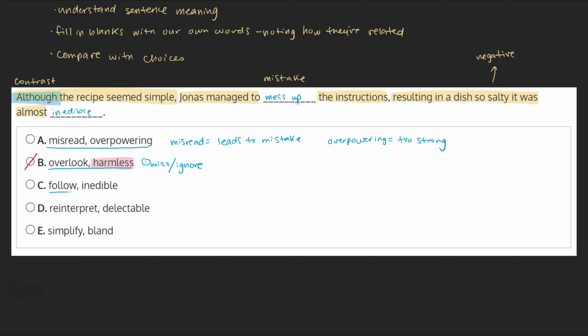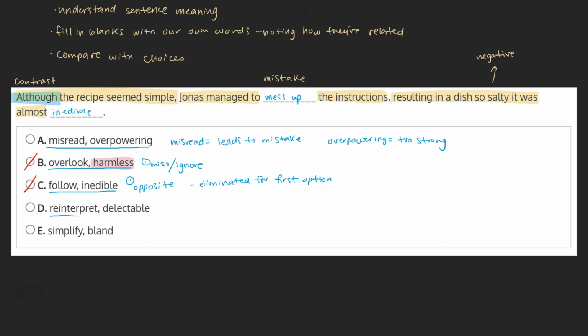C. Follow the instructions, an inedible dish. Follow goes directly against our sentence. If Jonas followed the instructions, he wouldn't have made a mistake. While inedible could match the idea of the dish turning out badly, the first word eliminates this choice. This pair can be marked off.